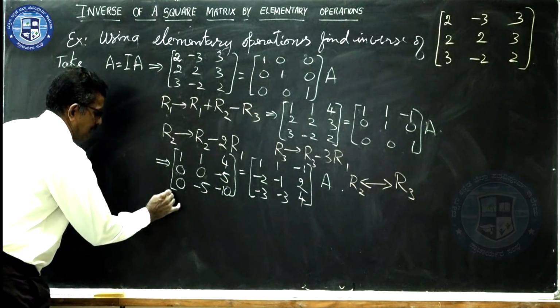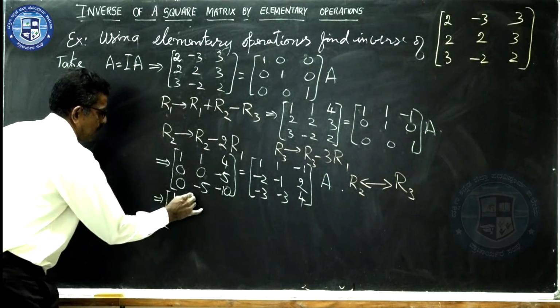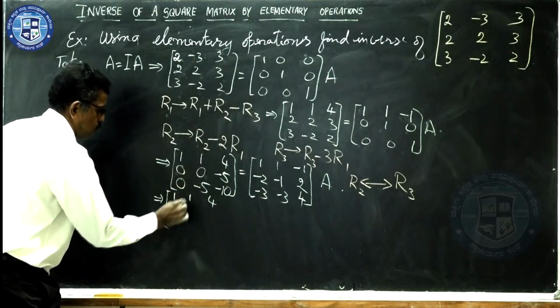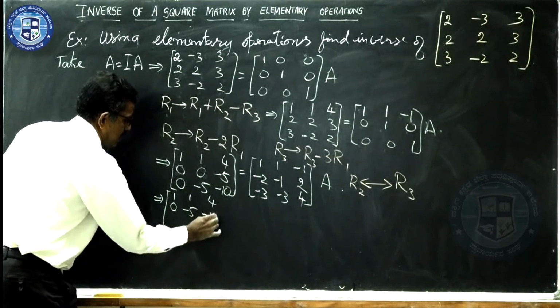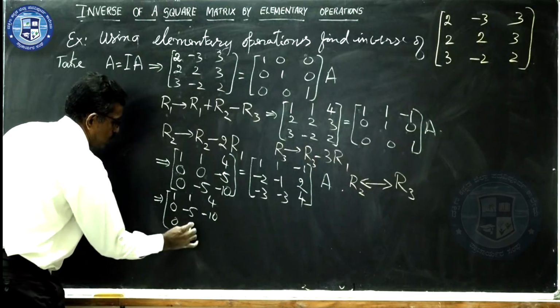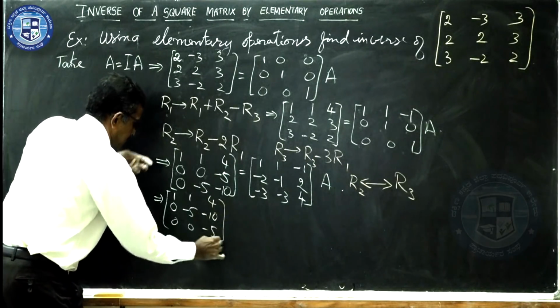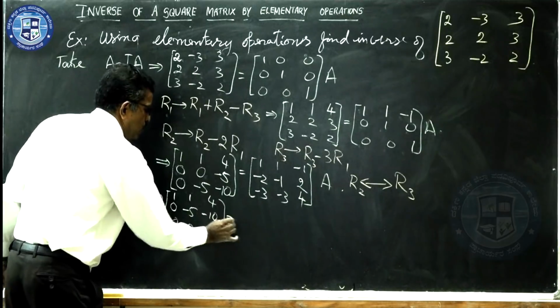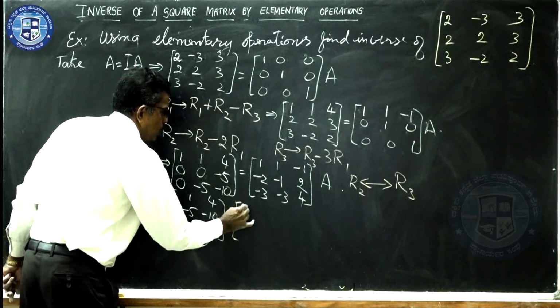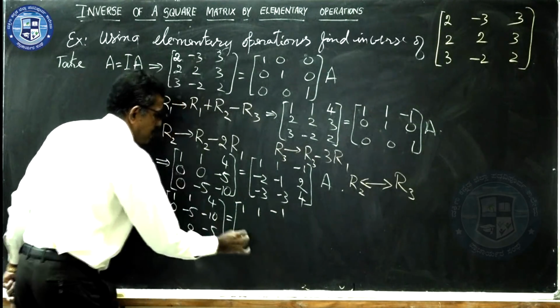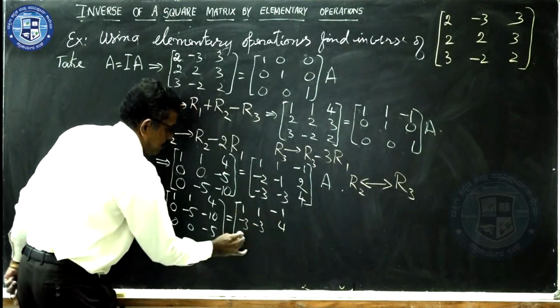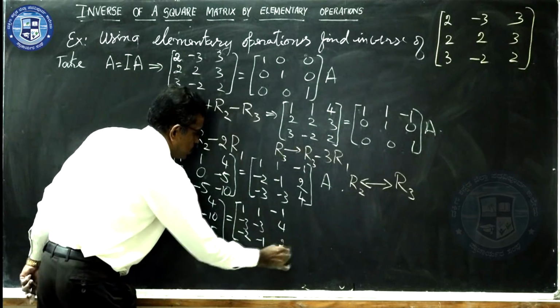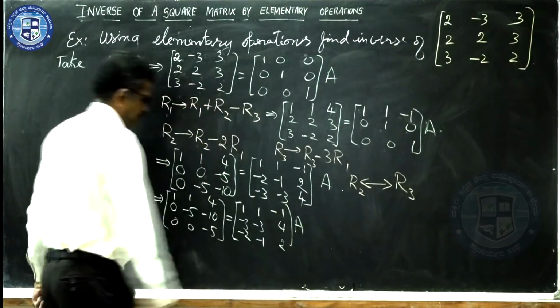So that means we expect here R2: 1, 1, 4, no changes in first row. Second and third row should be interchanged: 0, minus 5, minus 10 and here 0, 0, minus 5. This is equal to first row no changes: 1, 1, minus 1, minus 3, 4, we have to interchange them, minus 2, minus 1, 2, this into A.